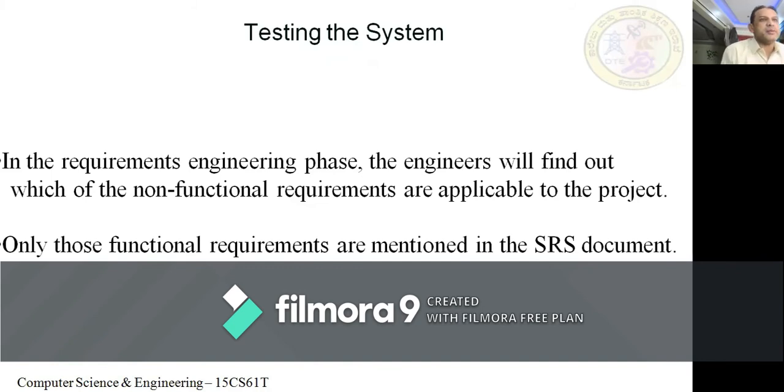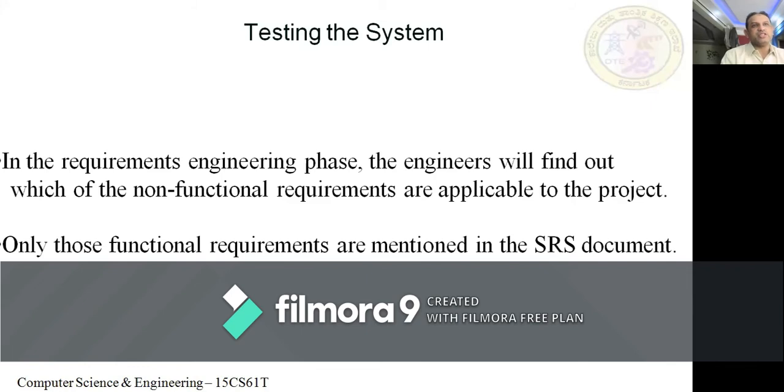In the requirements engineering phase, the engineers will find out which of the non-functional requirements are applicable to the project. As we discussed, there are three types, and within these three there are subtypes. In a particular project or software, which non-functional requirements are applicable? All may not be applicable. Only those that are applicable are tested.